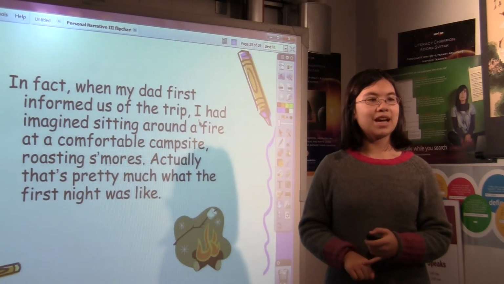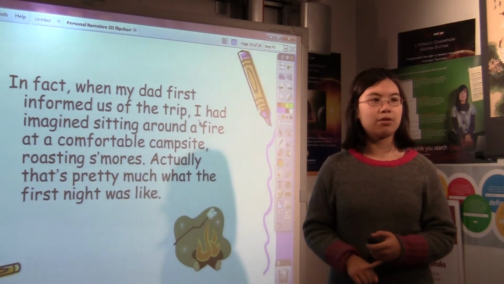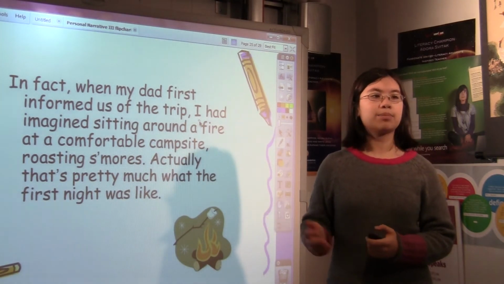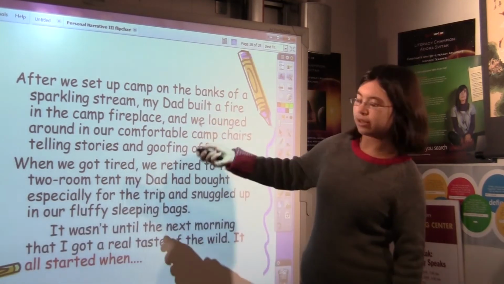In fact, when my dad first informed us of the trip, I'd imagined sitting around a fire at a comfortable campsite, roasting s'mores. Actually, that's pretty much what the first night was like. And then I could go on to explain how we got there.